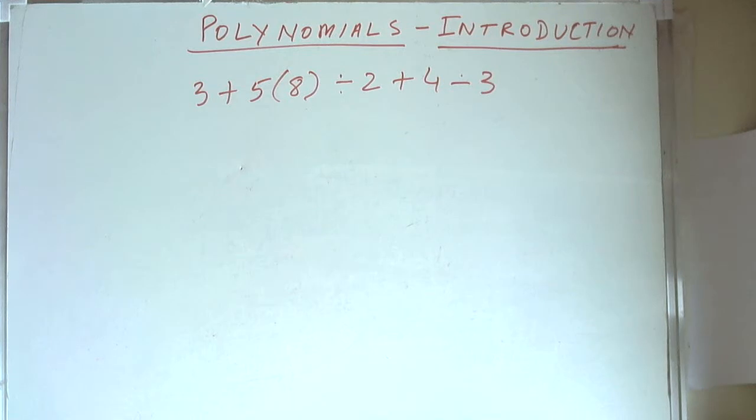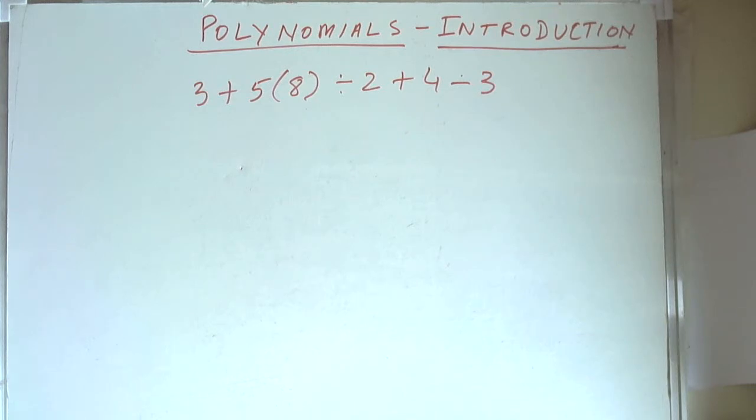Similarly, we have algebraic expressions, and these are called polynomials. But first, let us understand what are their building blocks, how these algebraic expressions are formed. To understand that, we need to first understand the concept of what is a variable and what is a constant.